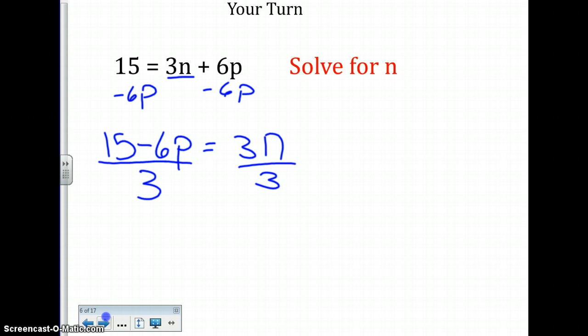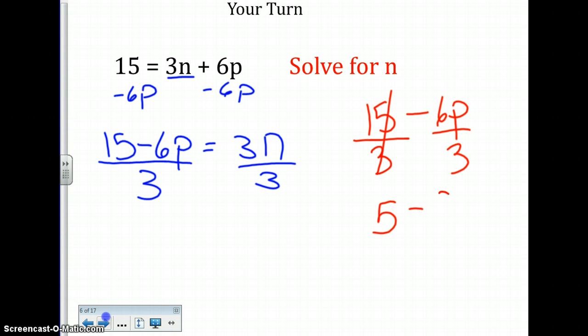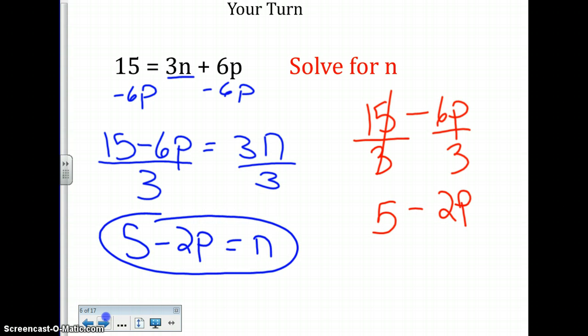Just want to talk a moment about the 15 minus 6p over 3. That's the same as 5 over 3. So I'm just working this over. I can think of the one term as 15 divided by 3 minus 6p divided by 3. This would become 5. 6 divided by 3 is 2p. So again, that's just showing an explanation of what I'm doing here and how we can go ahead and call that 5 minus 2p equals n. And that would be our final answer.